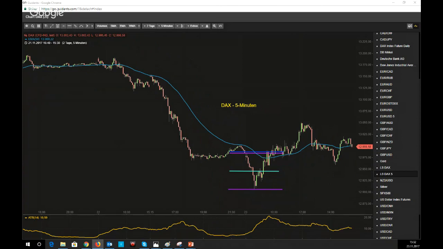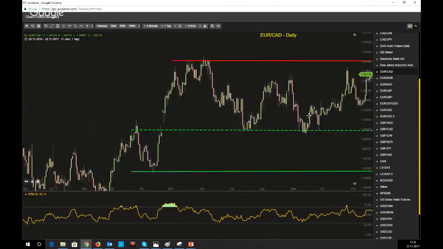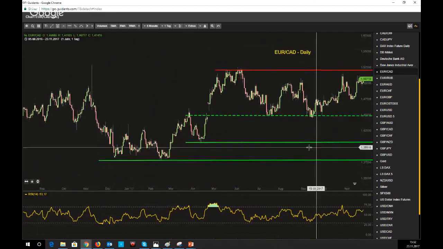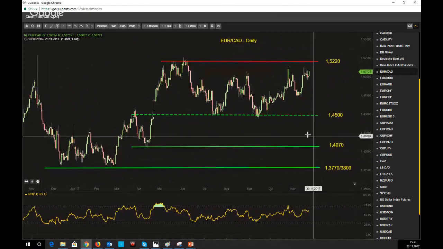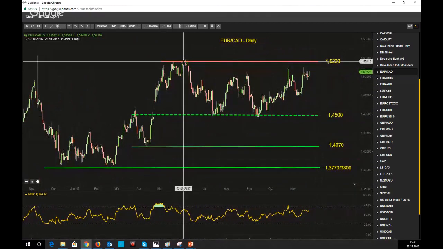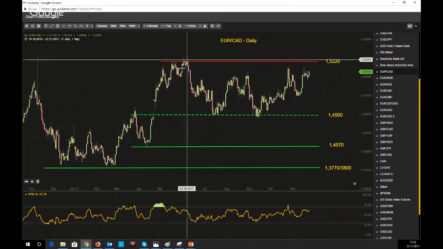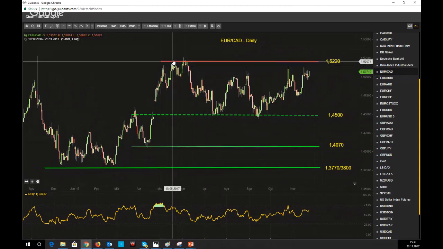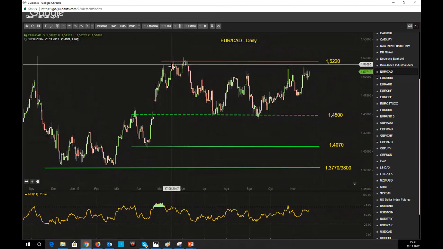One example took place in Euro Canadian dollar this year. I really remember this trade since it was highly profitable for me. There was a very interesting structure developing. The market was trending higher and had already seen a significant acceleration on the upside, and it seemed as if there was a kind of exhaustion. So that was the first technical sign.